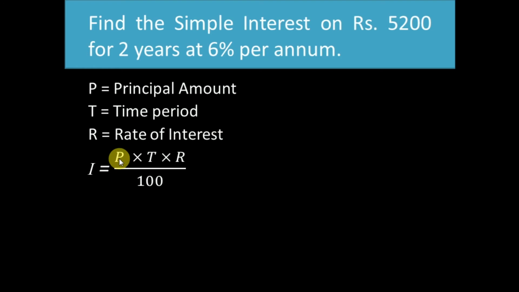So we just put in the values: P is equal to 5200, T is the time period, which is 2 years, and R is the rate of interest, which is 6%. Now put the values and calculate. Cutting the zeros, 52 multiplied by 2 multiplied by 6 is equal to 624. So this is just the interest. If the requirement is the total amount, then you have to add 624 to 5200.